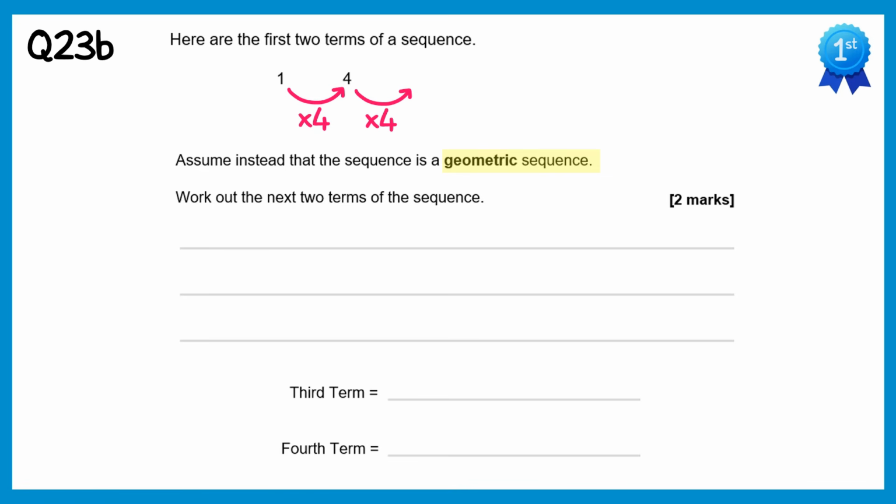4 times 4 is 16. And to get from the third term to the fourth term, we times by 4 again. 16 times 4 is 64. So the third term of this sequence is 16, and the fourth term is 64.